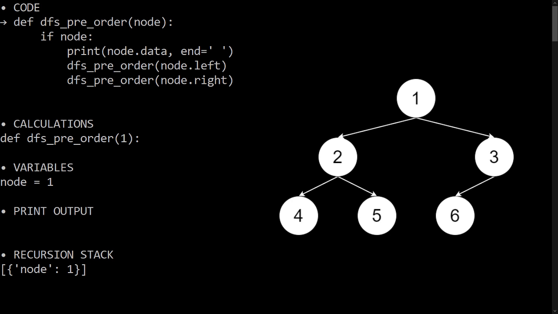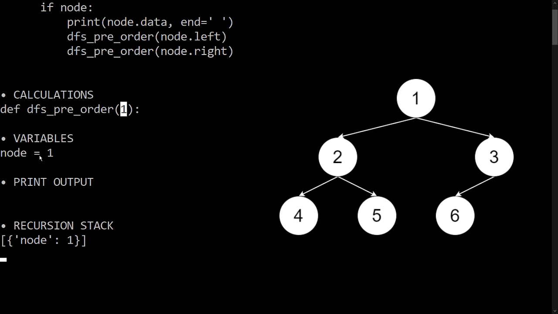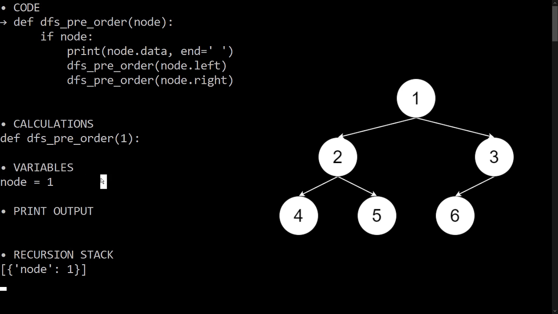And this is the debugger that I have written. So this is the code section, and this arrow indicates the current line that the program is executing. This is the calculation section, and this section is helpful because it shows what value the variables are carrying. So in this case, node is carrying a value of 1. This variable section contains variables that are present in the local scope of this specific recursive function call.